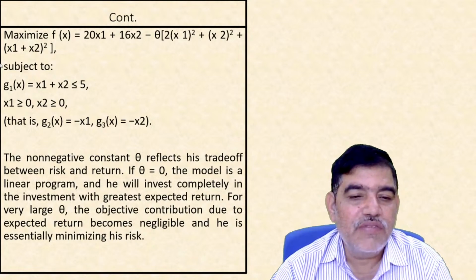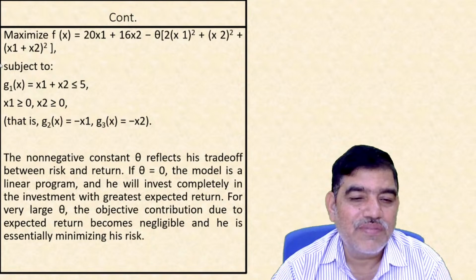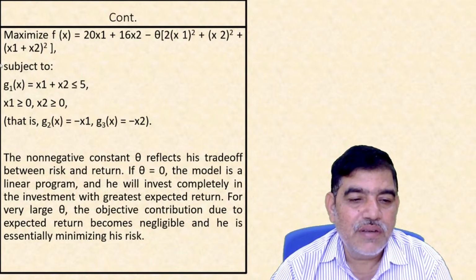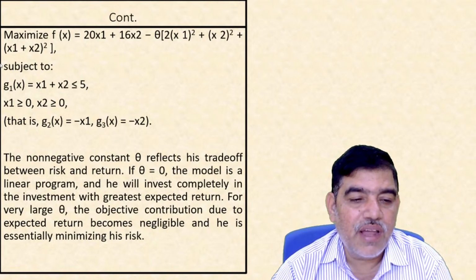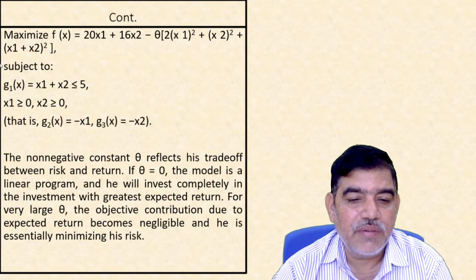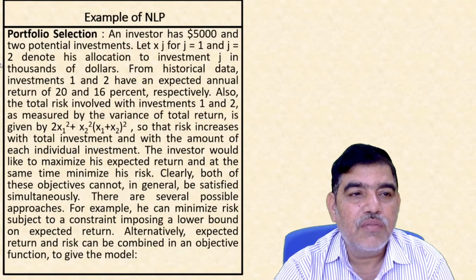So that's why I'm writing here, if theta is 0, the model is a linear program, and by using the graphical method or the simplex method, we can solve it. But the investor will invest completely in the investment with the greatest expected return. For very large theta, the objective contribution due to expected return becomes negligible, and the investor is essentially minimizing the risk. This is actually one example of the portfolio selection.